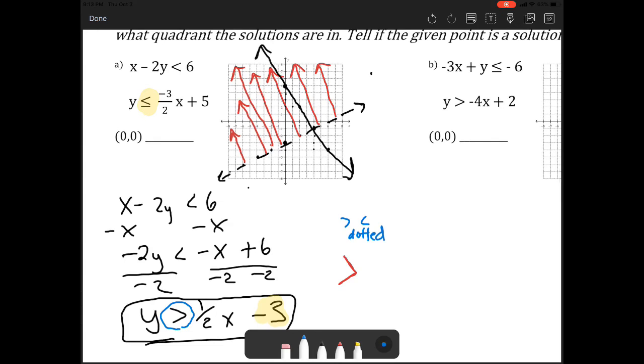But if you notice the difference in this line, it is a less than sign, less than or equal to. That means everything is going to be below my line. So I'm going to do the same thing, and I'm going to draw my arrows going the opposite direction. Everything's going to be down.